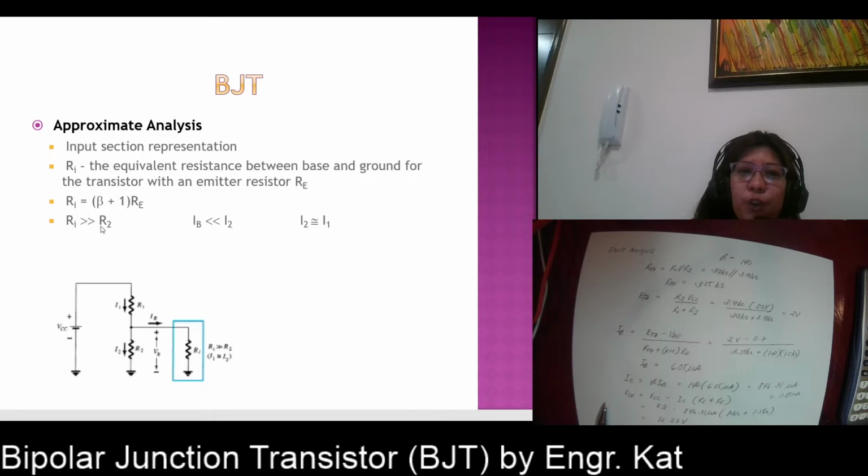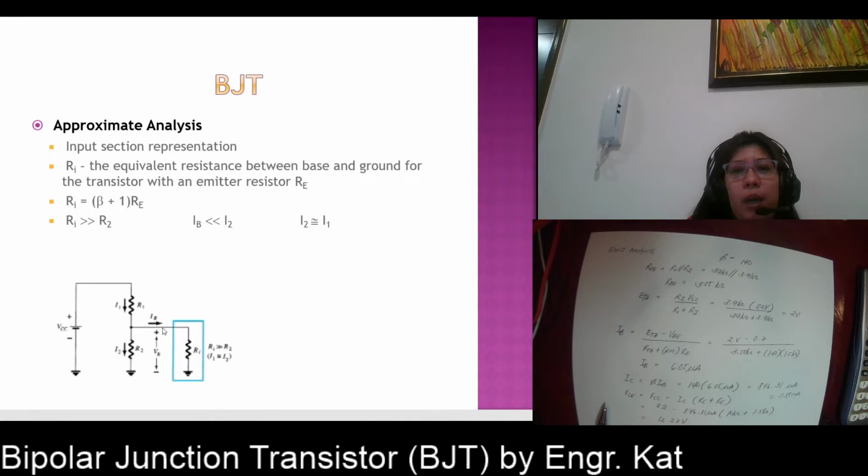It is greater than R2. So this is your R2. When your current flows across your VCC at this point, class, your current will be dividing into two: your I1, which flows across your R1, and your I2, which is flowing across your R2. So I1 is equal to IB plus I2, because IB is flowing across your base terminal.